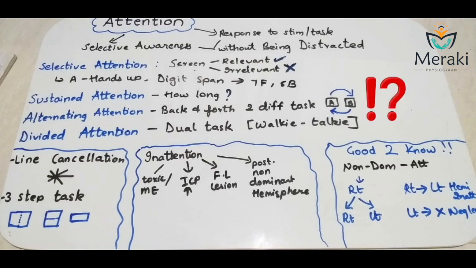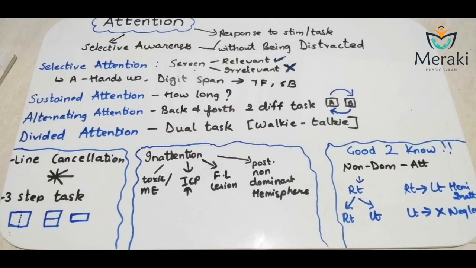And why must we as physios know them? Because this definitely has an effect on our plan of care and plan of evaluation. Some patients may be good in selective but not good in divided attention. So we must know what we have to train and how we have to train. Okay. Now, first is selective attention. That is basically the patient's ability to screen in relevant information and screen out irrelevant information. Some simple tests that we use to assess attention are the A hands up test and the digit span test.